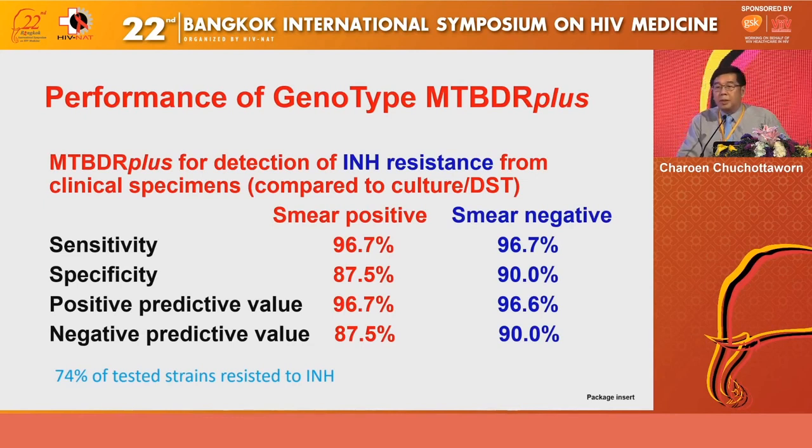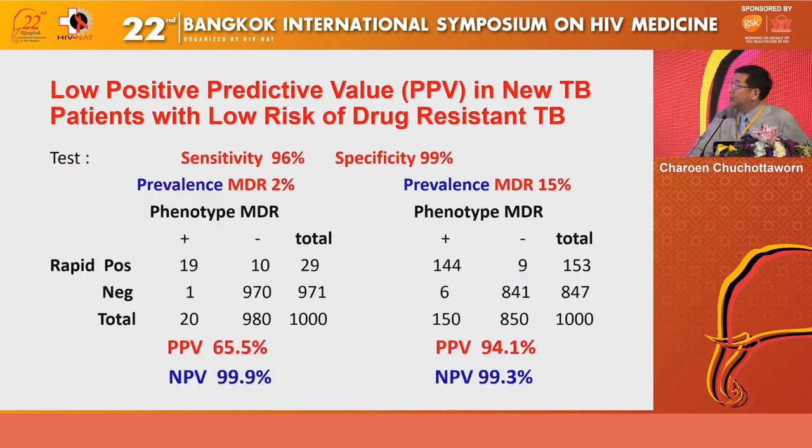Looks good. But in the real world, I show this slide because of the low positive predictive value in a new TB patient with a low risk of drug resistance. So if you suspect the patient carries drug resistance, you test it, you get the result. If it's resistant, it's resistant, because it's a high risk group.